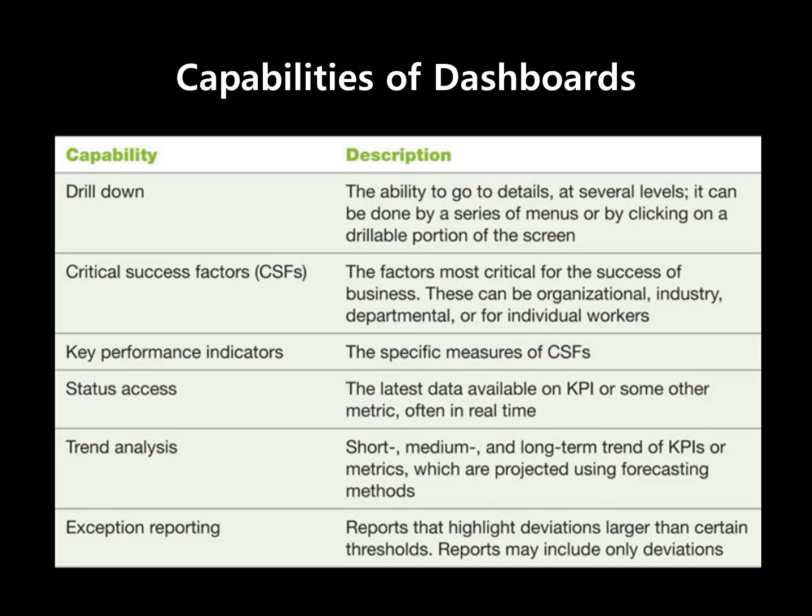Status access is the latest data available on KPIs, often in real time. Trend analysis is the short, medium, and long-term trends of metrics, which is projected using forecasting methods. Exception reporting involves reporting either exceptionally bad or good performance, often by simply color-coding specific performance values.